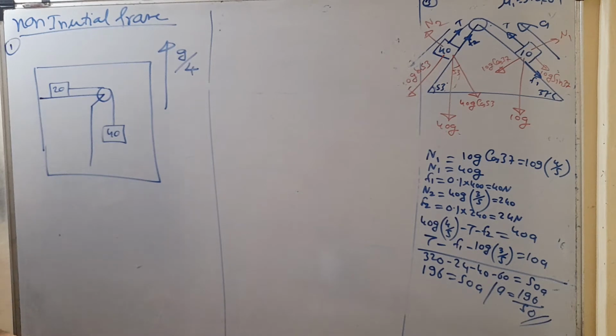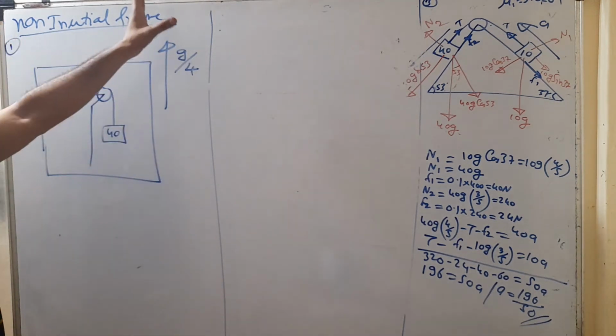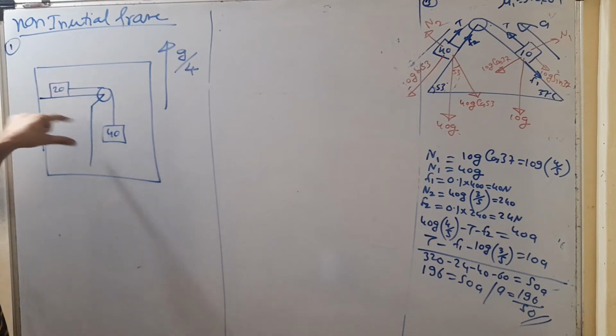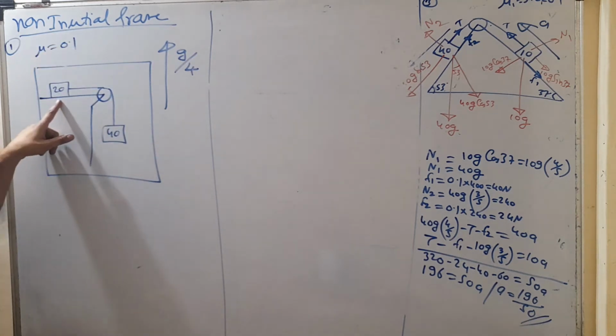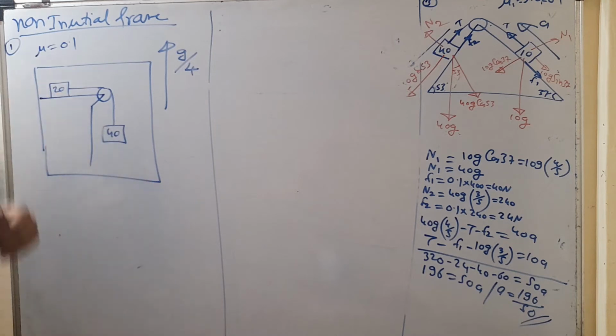And considering the blocks, the system of the blocks which are in a non-inertial frame. एक लिफ्ट है, लिफ्ट g/4 से ऊपर जा रहा है, उसके अंदर ये हमारा सिस्टम टेबल है, ये ब्लॉक्स हैं दोनों. And its frictional coefficient mu is given 0.1 for this surface, because यही block surface पे है, तो here only we are going to get the frictional force.